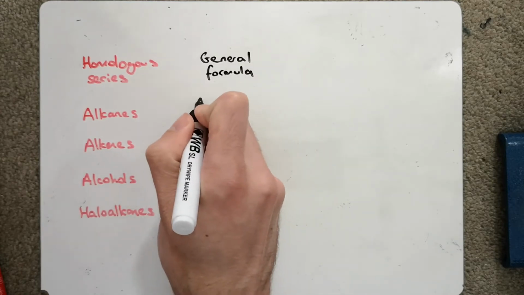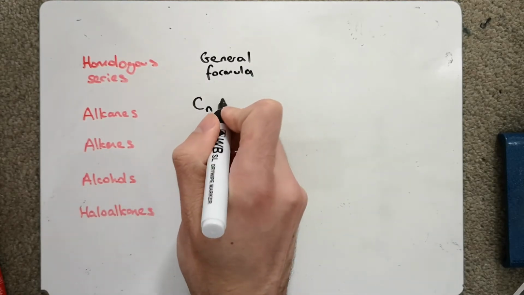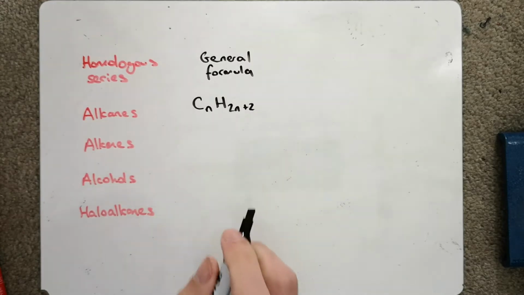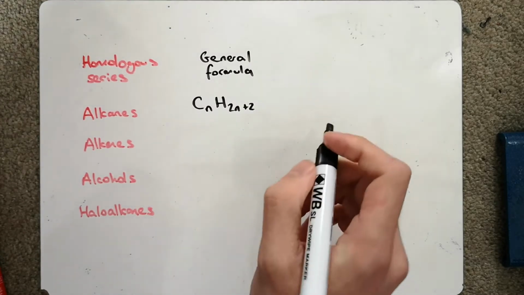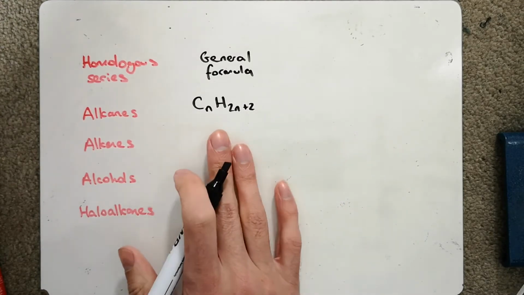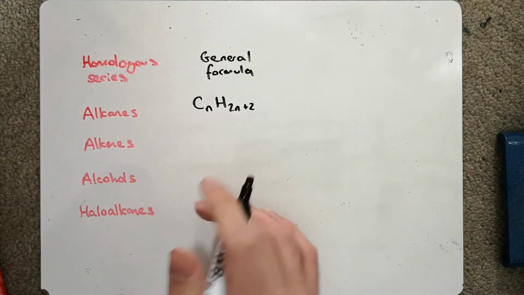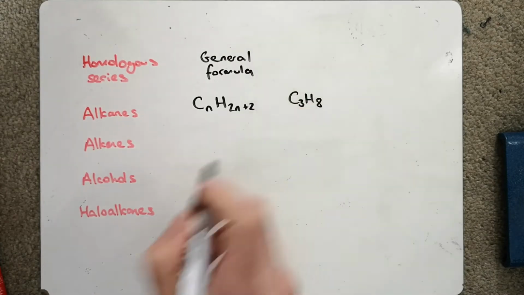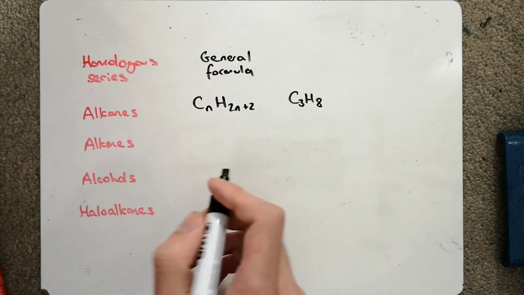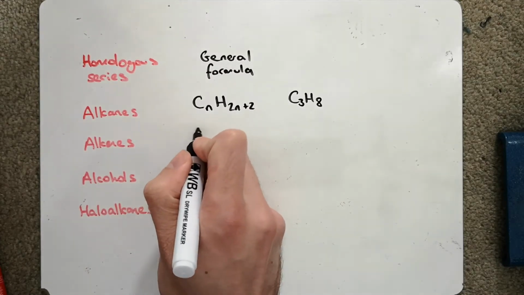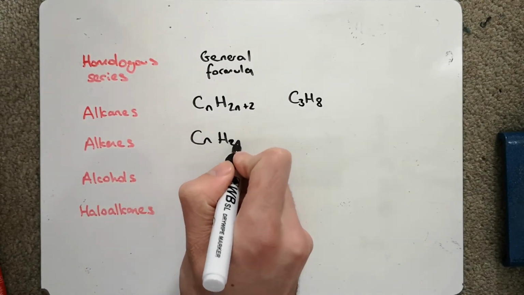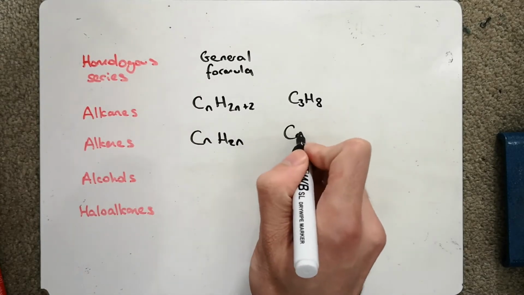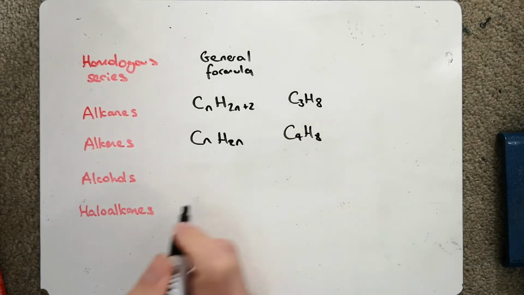An alkane, CnH2n+2. What that means is if we had 3 carbons, then we'd have 2n plus 2 hydrogens. So for example, propane, C3H8. Alkenes are CnH2n, and the same thing happens if we have, say, 4 carbons in an alkene, we'd have 8 hydrogens.